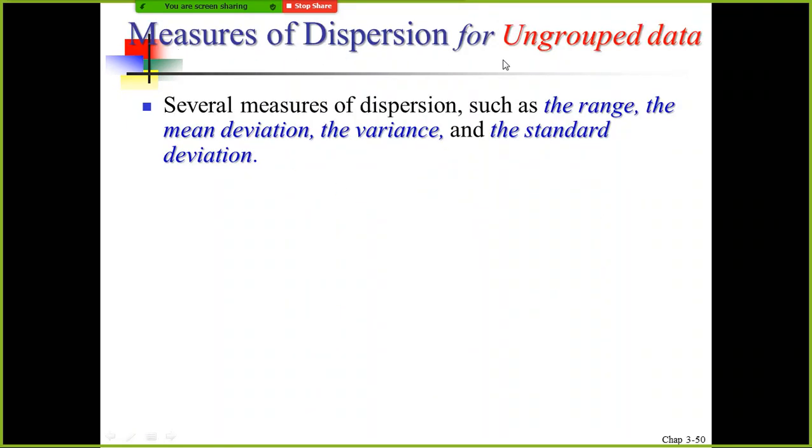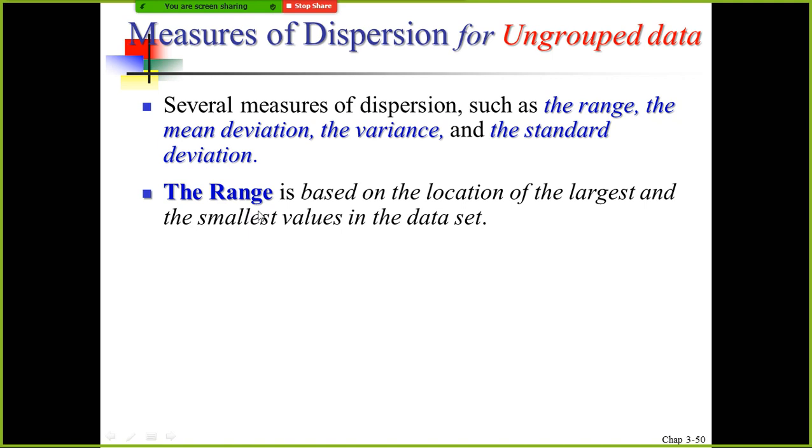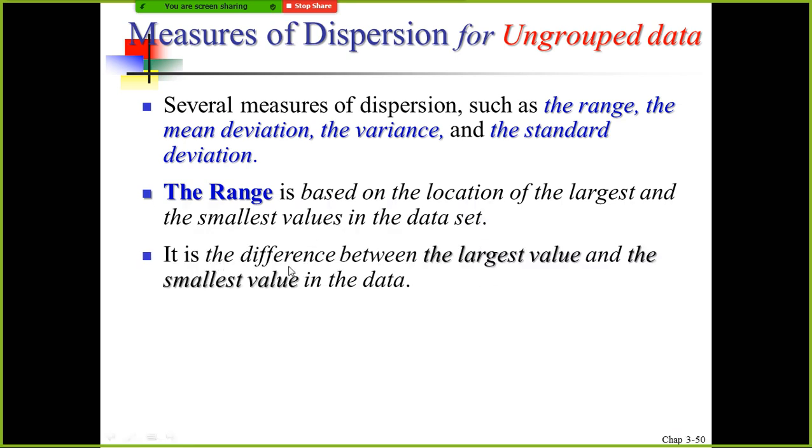Measures of dispersion by using ungrouped data. Several measures of dispersion, such as range, mean deviation, variance, and standard deviation, are used in order to measure dispersion. Range. Range is based on the location of the largest and the smallest values or observations in our dataset. It is the difference between the largest value and the smallest value in our dataset.